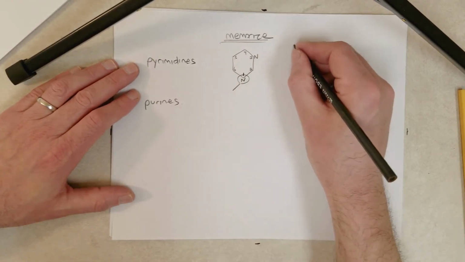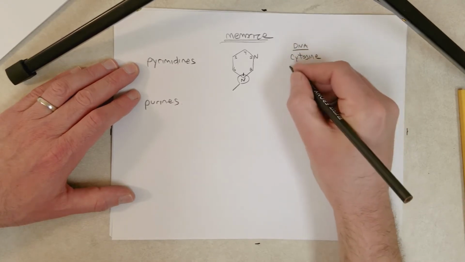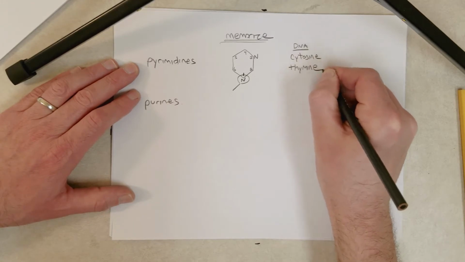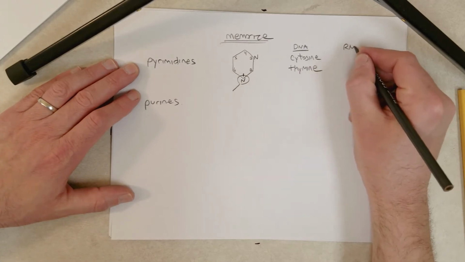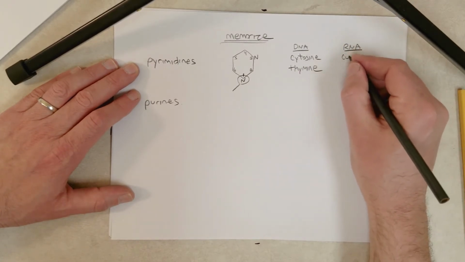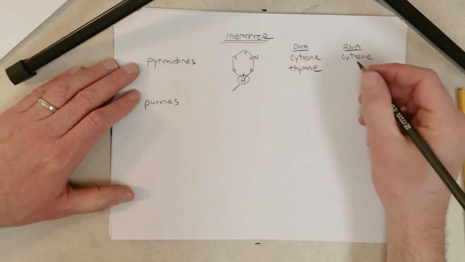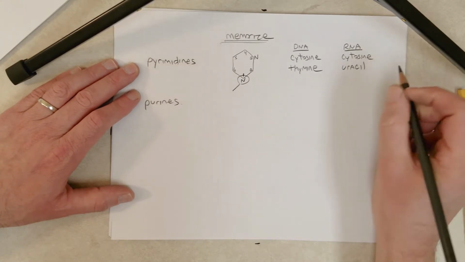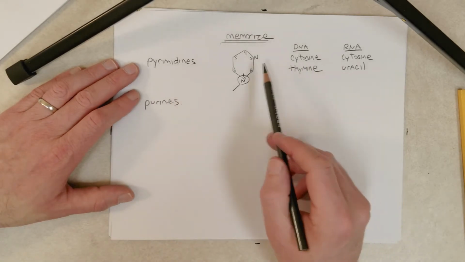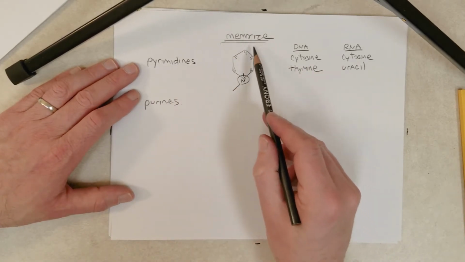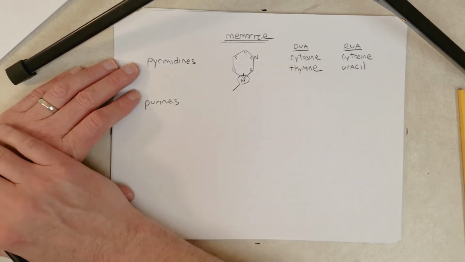In DNA, pyrimidines are cytosine and thymine. In RNA, molecules have cytosine in some of the nucleotides, but instead of thymine, we see uracil. The general structure is something like this, but there are some different side groups that differentiate cytosine from thymine or thymine from uracil.